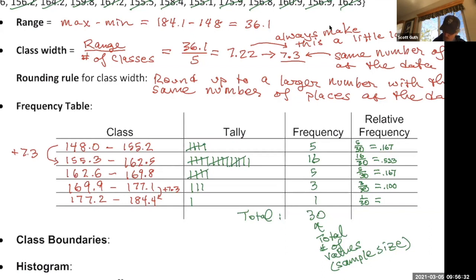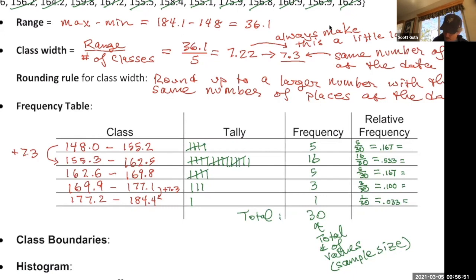So 0.033. And since I said percent, let's go ahead and give, so we call that a proportion representation, a number in decimal between 0 and 1. So the first representation I wrote was a fraction. The second one was a proportion. The last one will be a percent.